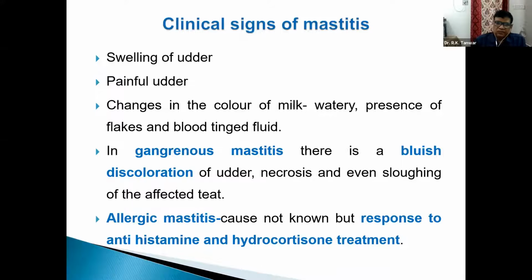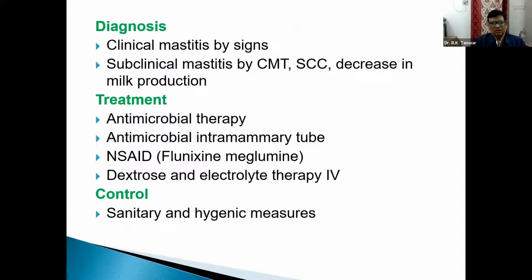The clinical signs of mastitis include swelling of the udder, painful udder, changes in the color of milk, watery appearance with flakes, blood in the fluid. In gangrenous mastitis, I will show you some pictures which I have taken in my clinics, there is increased displacement of the udder, necrosis, and even sloughing of the affected part. Allergic mastitis, the cause is not known, but it responds to antihistamine and hydrocortisone. That is why it has been given the name allergic mastitis.